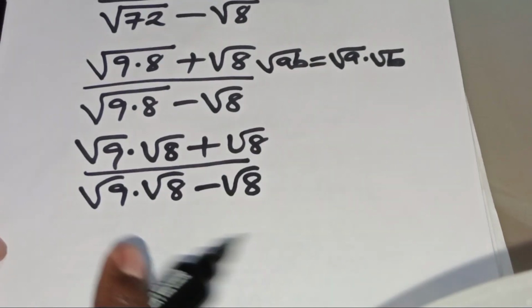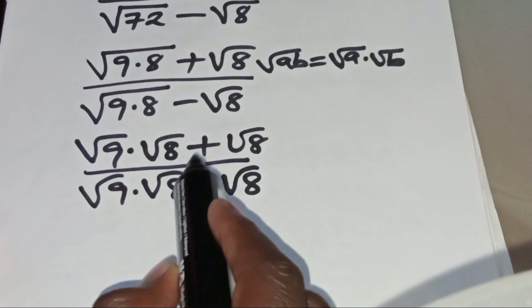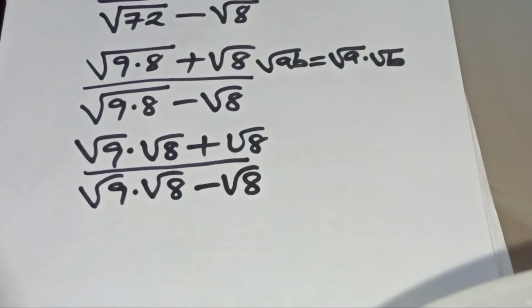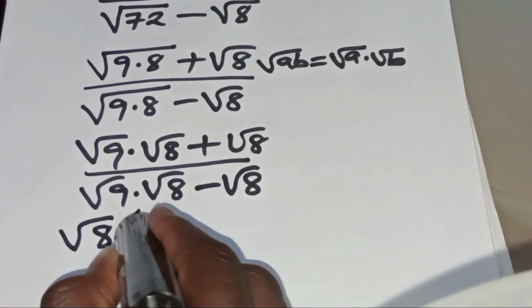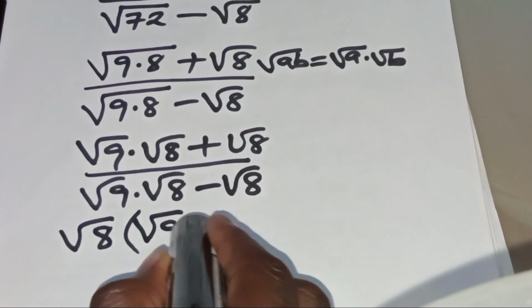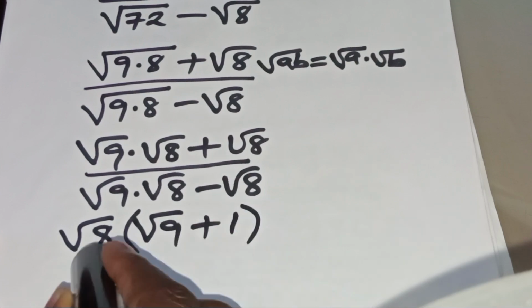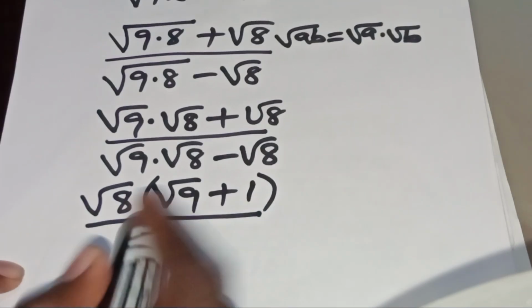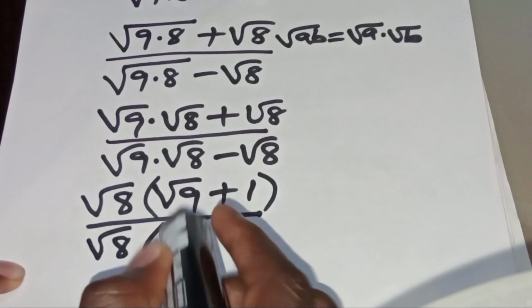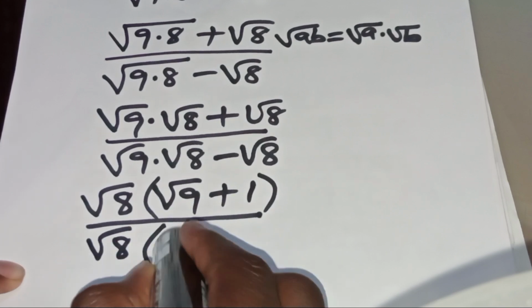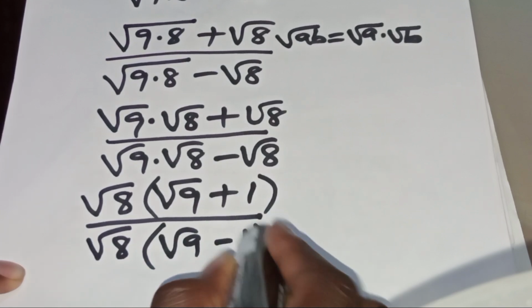From what we have here, you find that square root of 8 is common, so we can factor out square root of 8. We'll have square root of 8 into the parentheses, square root of 9 plus 1, divided by square root of 8, which is common here, into the parentheses, square root of 9 subtract 1.